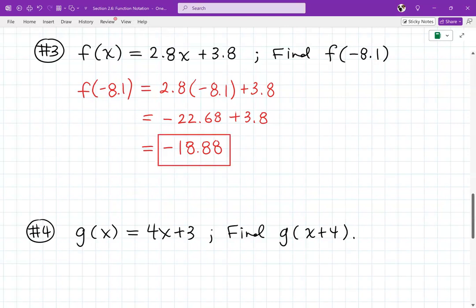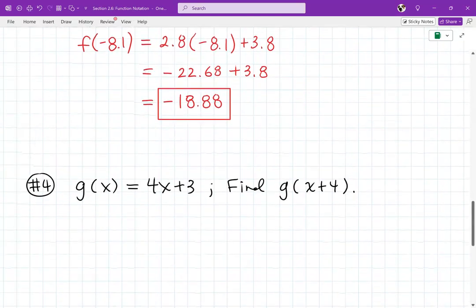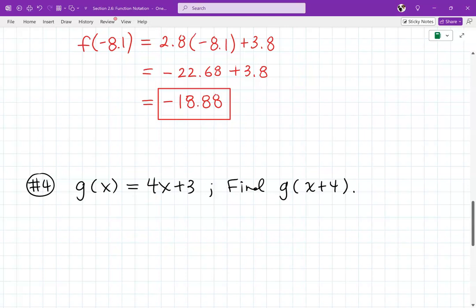Would you guys say this stuff is hard to do? You just gotta be careful, right? Plug in the number and just be careful when you do the calculations. Now, number 4 might be a little weird. I'm not gonna lie, it's gonna be a little weird, but I do want to highlight it for you guys.